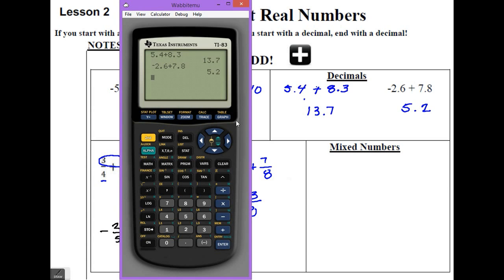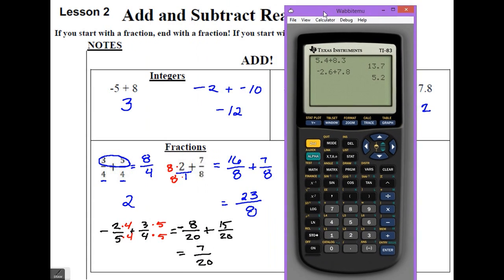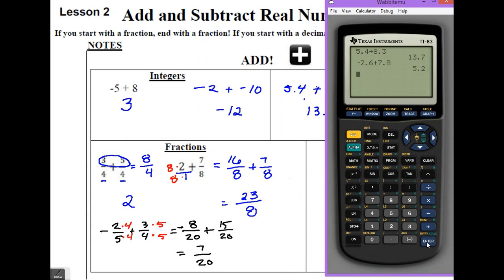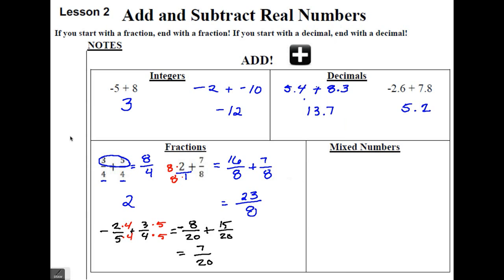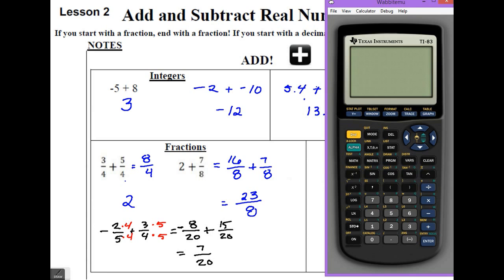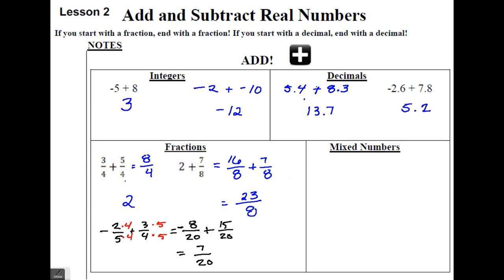Now you can also do this in the calculator. So if I go back to my calculator, let me put this over here. I'm going to clear this, and let's do a couple of these examples. I'm going to show you how to do this in the calculator. Let me erase this right here so you can see that, and I'll erase this right here. Let's start with the first one here.